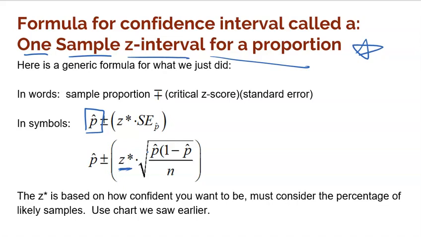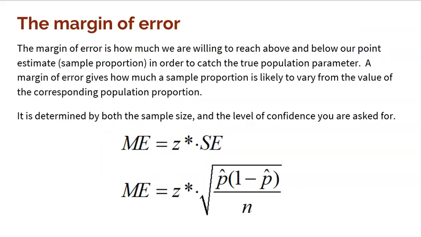All right, guys. I mean, that's pretty much it, right? It's not overly complicated. Now, the back part has a special name called margin of error. So the margin of error is the back part. It's the z-star times the standard error. Now again, these two formulas are not different. They're exactly the same. All I'm doing is replacing the standard error with its formula. So the margin of error is simply how much you're willing to go up and how much you're willing to go down.